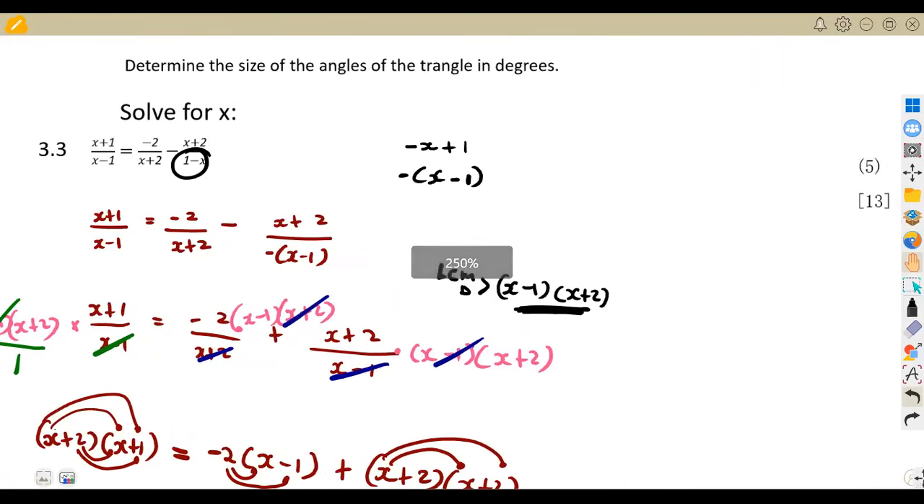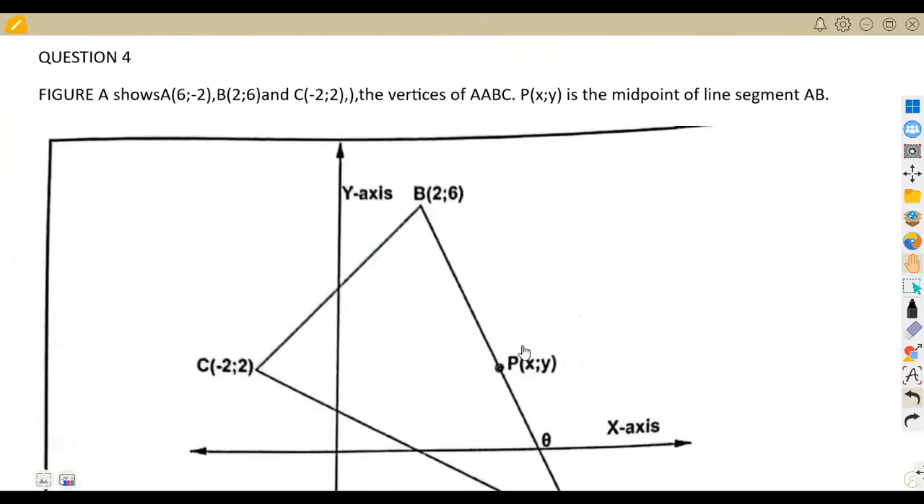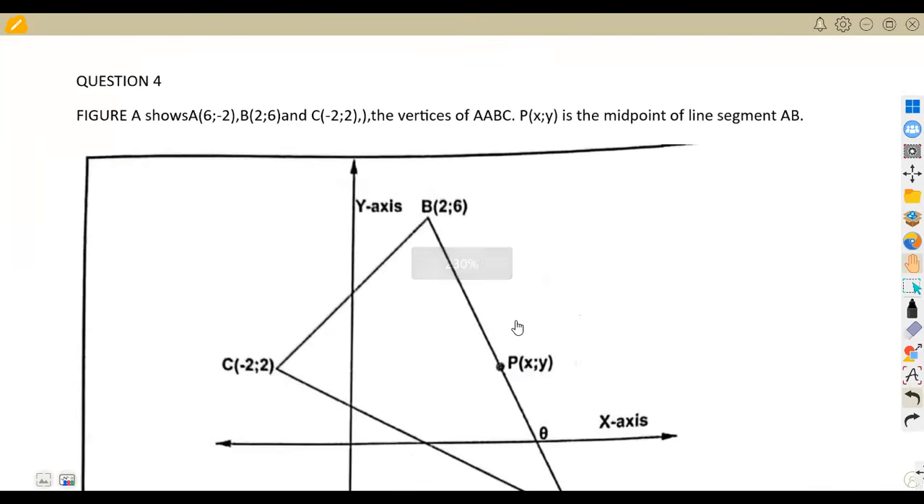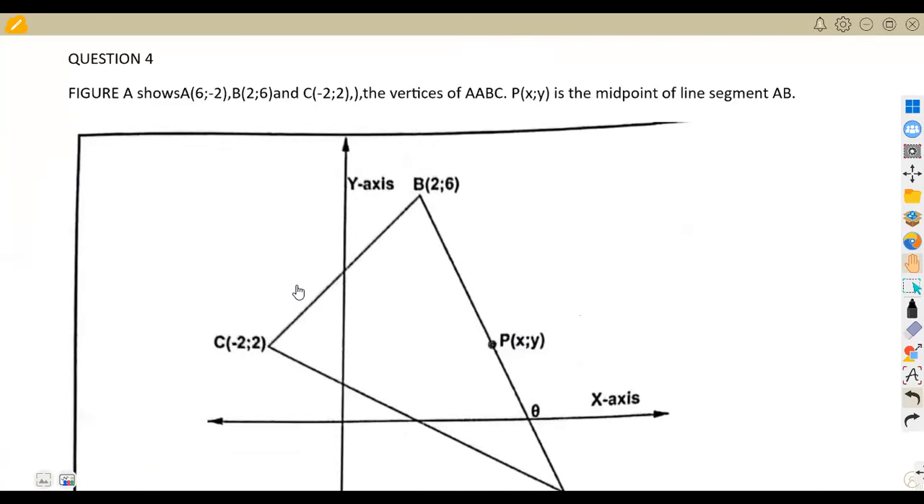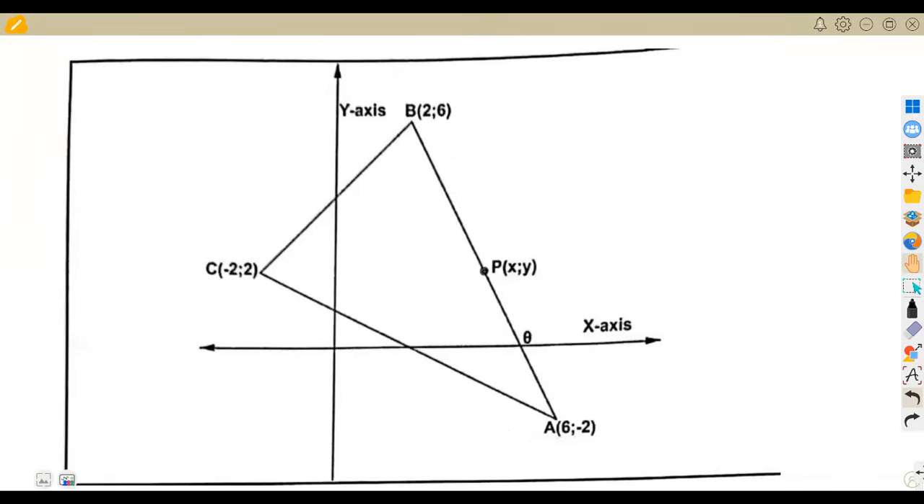So let us consider other part of the question and see what we are given, which was on question 4. All right, so question 4, we are given the part of our analytical geometry, the part of our geometry. If you're dealing with the geometry, that part. Fig A shows the point A, you've got point B, and so forth. These are the vertices that you're given. P, which is given as XY, is the midpoint of the line segment AB. So this P that we see is the midpoint that we are given here. So this one, we are told that it is the midpoint.